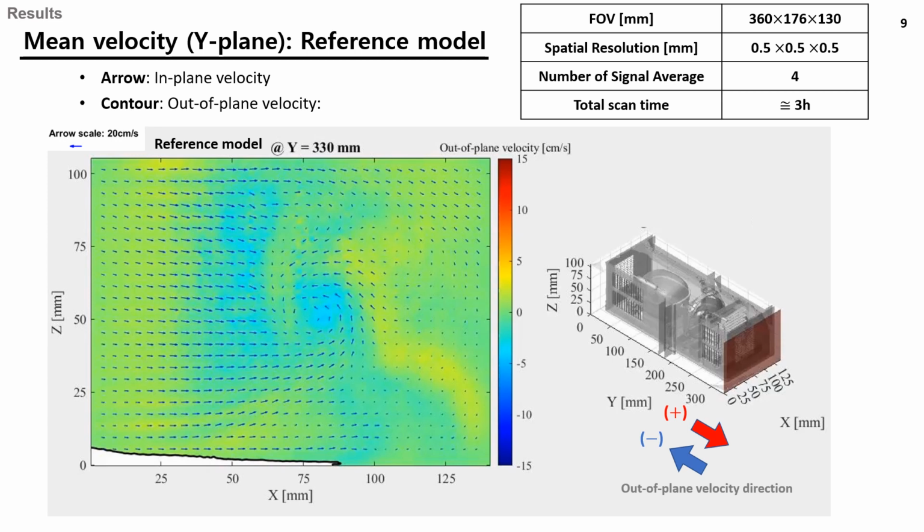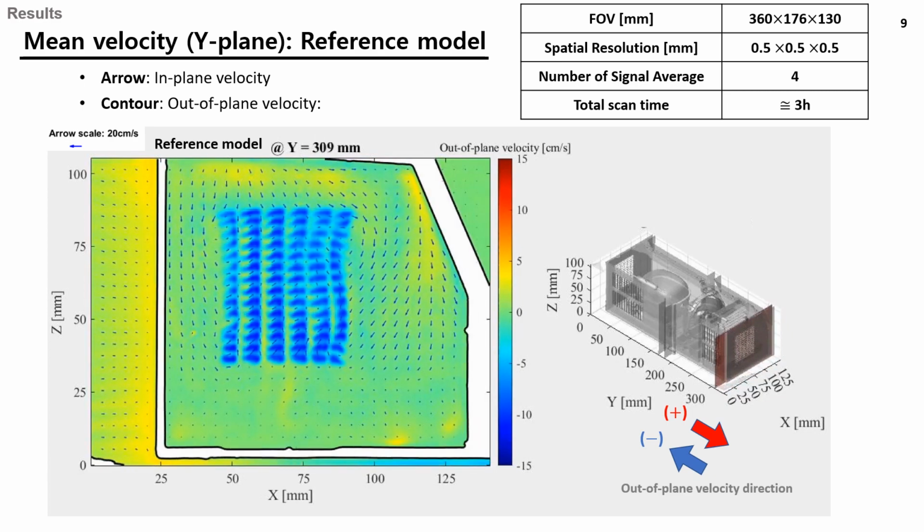And the next is the mean velocity cross-section result of the reference model taken along the y-axis. The spatial resolution is 0.5 millimeter and the number of signal averages is 4. The arrow indicates the in-plane velocity, while the contour indicates the out-of-plane velocity. The white area represents a part with low signal intensity, which is the area occupied by the structure. So let's see this video.